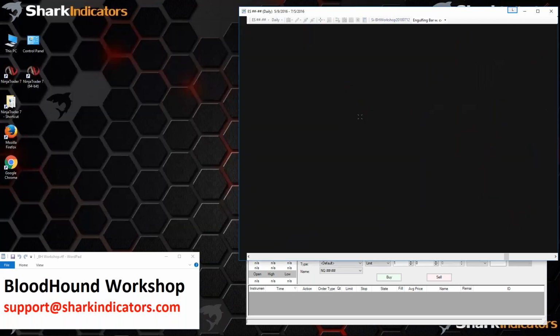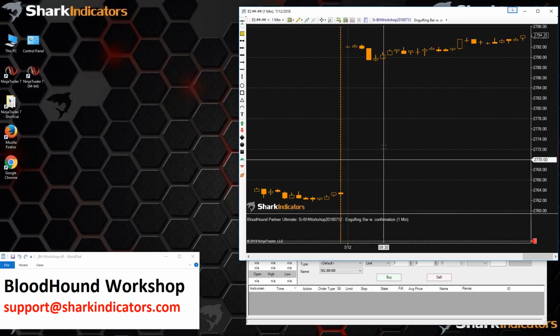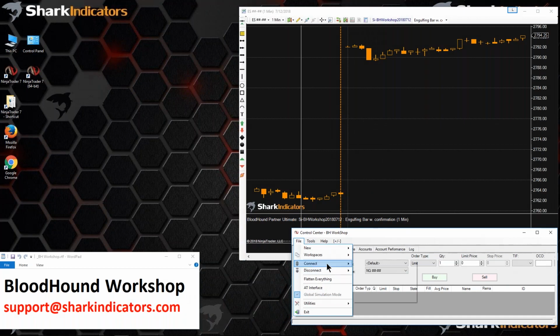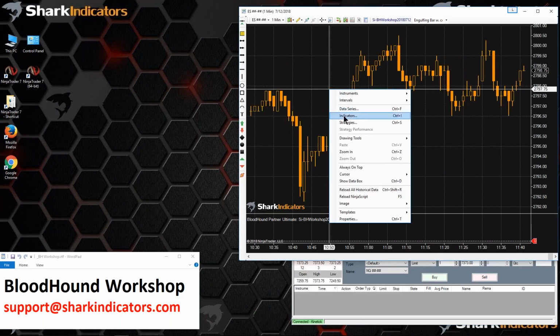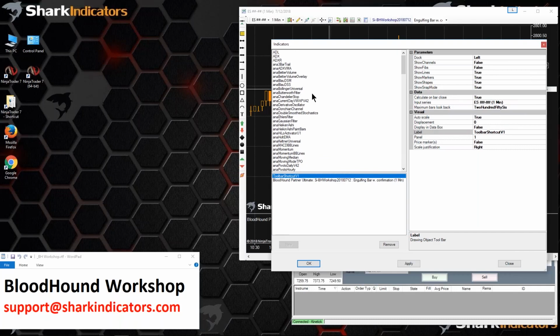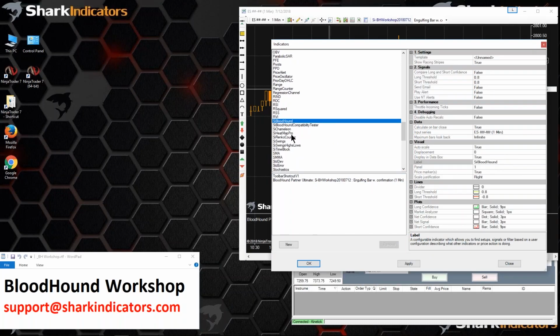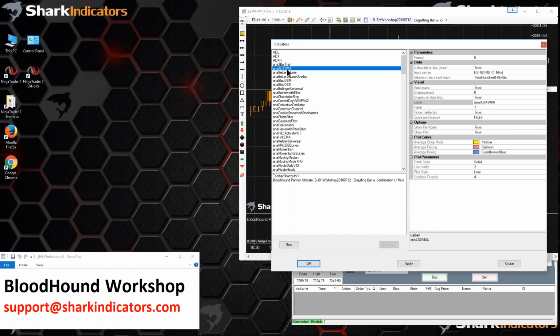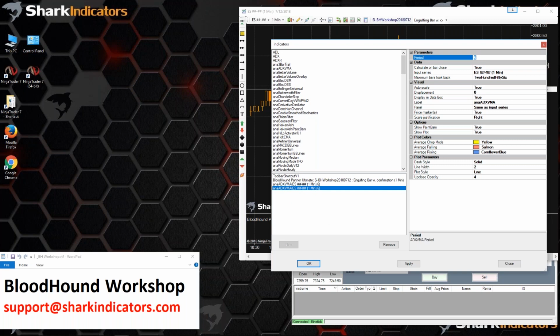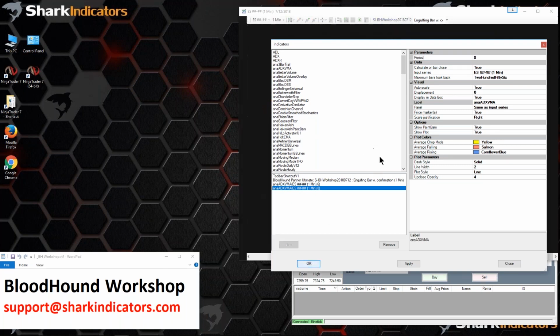All right, I'll jump over here to 1 minute bars. Let me get my data feed connected. All right, let's get a couple of ADX indicators on here. I do not have the SI ADXVMA, so I'm going to use the ANA one. So there we go, I have the ANA ADXVMA. We want two of these on the chart. One set to 6, and I'll set the other one to 8. And let's see what we get on the chart.